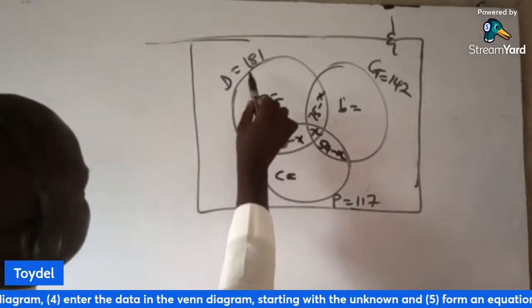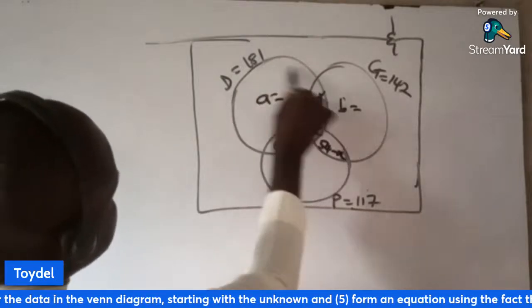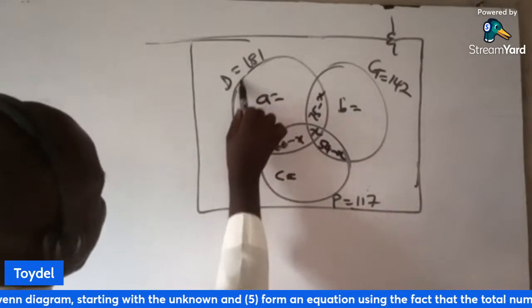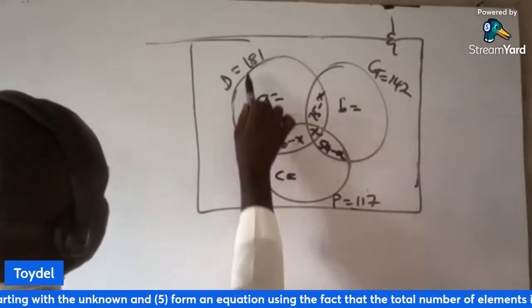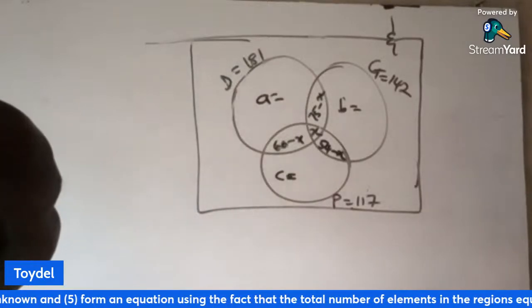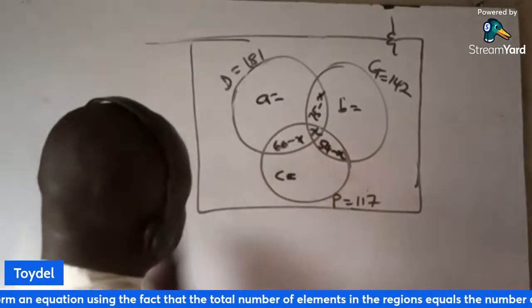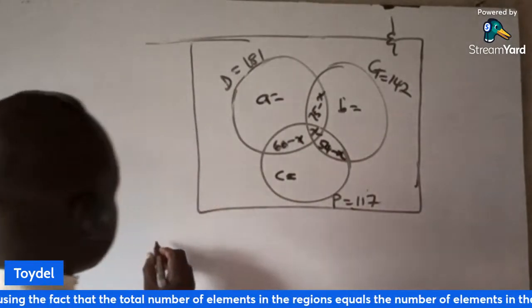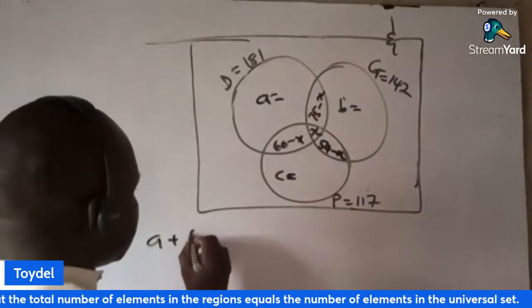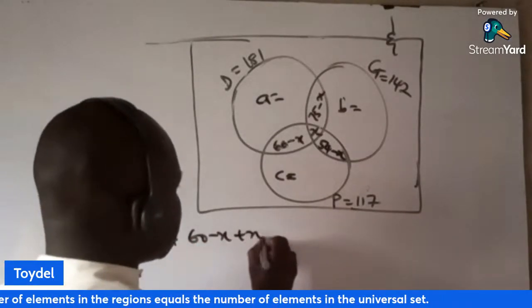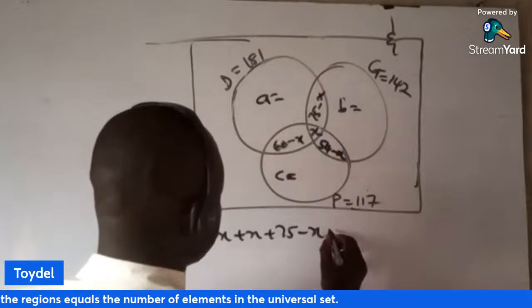If I consider the circle for Daily Times, I will add everything together in this circle and equate it to 181. Once I do that, I'll be able to get the value of A. So I'll say A plus 60 minus X plus X plus 75 minus X.